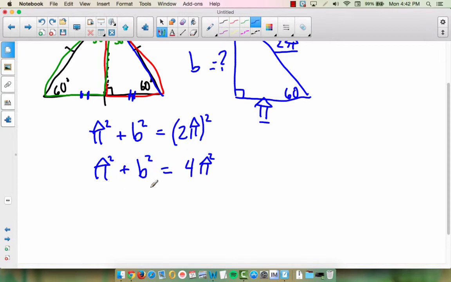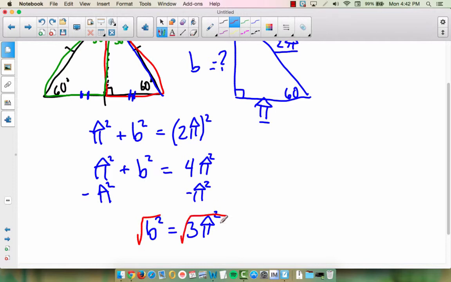Now I have an x squared over here, and I have 4x squared over there, so I'm going to subtract x squared, and I'm going to subtract x squared. And now I'm left with b squared, the side I don't know, is equal to 3x squared. Just like with 45-45-90 triangles when we got to this point, we can now take the square root of both sides. Put the square root here and put the square root here.